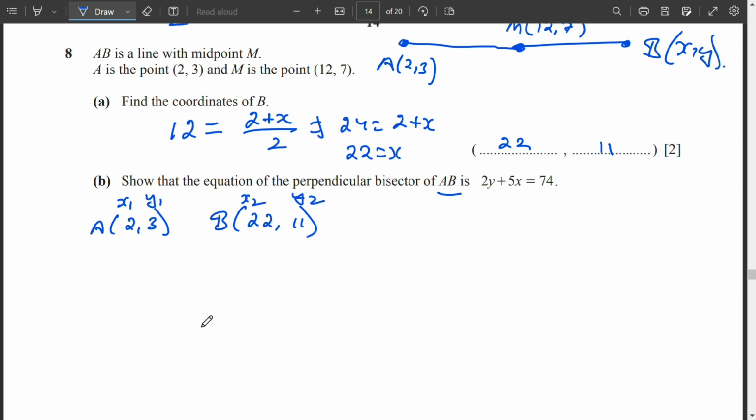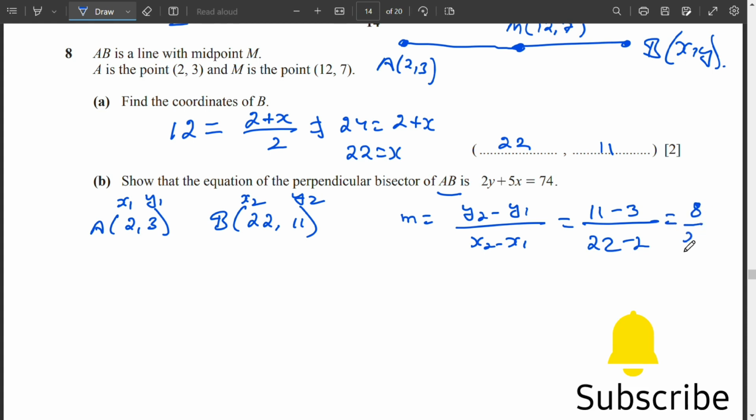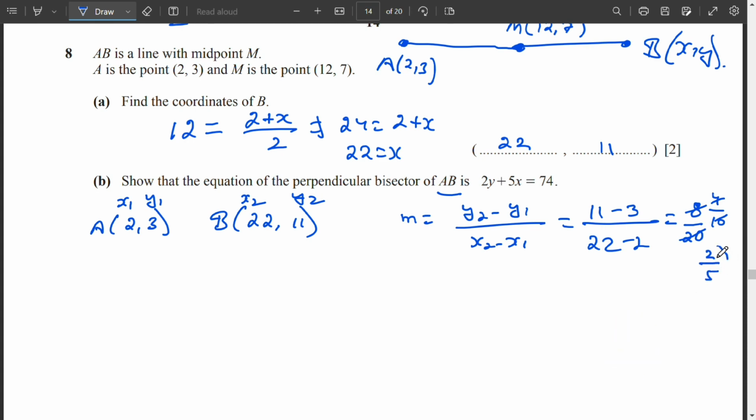Now see, consider this. This is x1, this is y1, this is x2, this is y2. First of all, we have to find the slope of AB. So the slope of AB, m, that will be y2 minus y1 upon x2 minus x1. So y2 is 11, minus y1 will be 3. And x2 is 22, minus x1 is 2. So 11 minus 3 is 8, 22 minus 2 is 20. So this goes 4 by 10, and this again goes 2 by 5. So the slope of AB is 2 by 5.